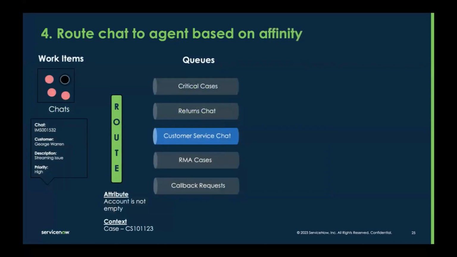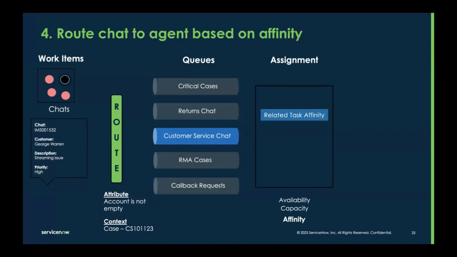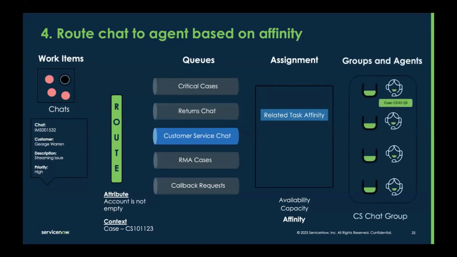So what you will see under affinity is we would route the work item into the same queue. We know that this chat is in context of this specific case. So at the time of assignment, we can look at the related case on this interaction. In our agent pool, we see that we have an agent who is currently working on that case, and using related task-based affinity, we can assign it to the specific agent.